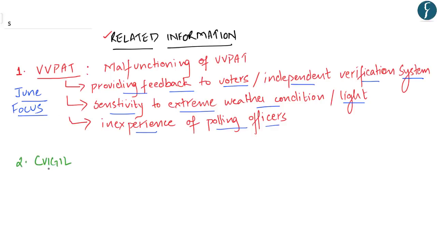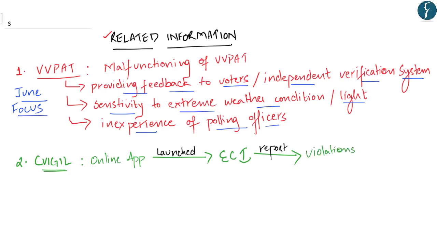The next point is related to C-Vigil. C-Vigil basically is an online application launched by the Election Commission of India in order to enable the citizens of this country to report various violations related to the model code of conduct during the times of the election. Thus, this app basically empowers people across the country to share evidence of malpractices by the political parties, especially when the model code of conduct is in operation.